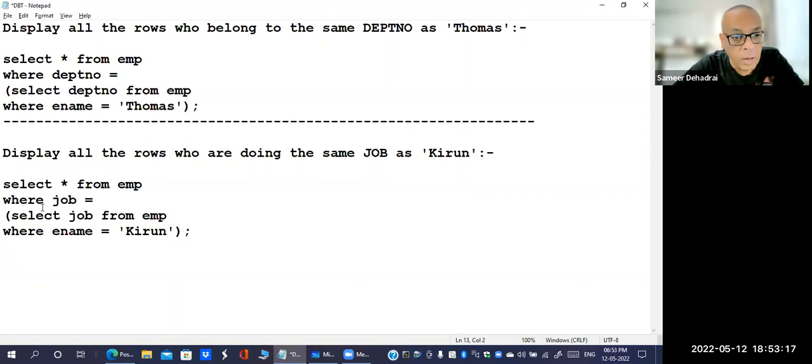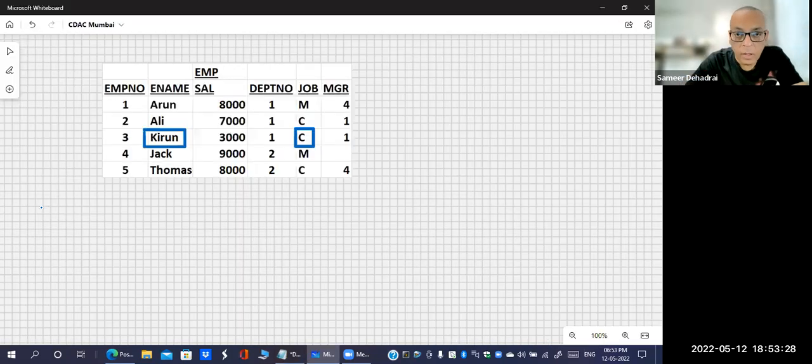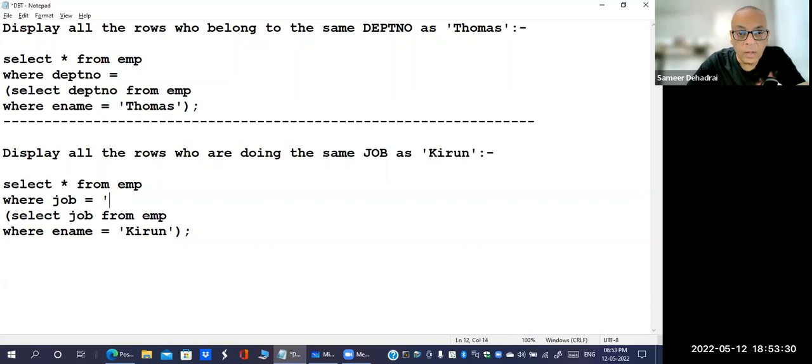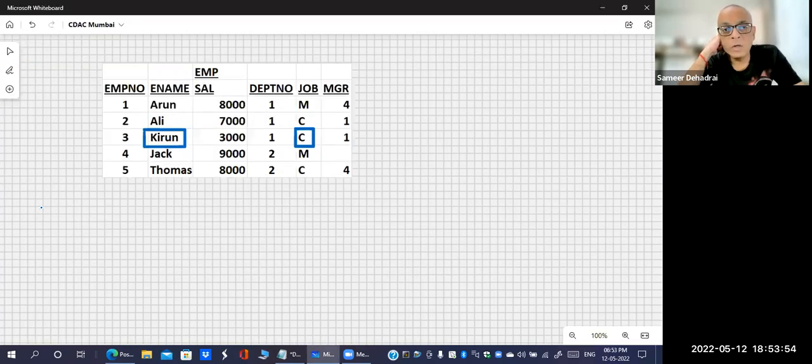Select job where name equal to Kiran will return the job of Kiran. In our case, it returns a value C for clerk. That is the job of Kiran. This value C for clerk will not be displayed on the screen. It goes as a parameter to the main query. Step number 2, my main query is executed. Select star where job equal to clerk will show me all the rows, same job as Kiran.